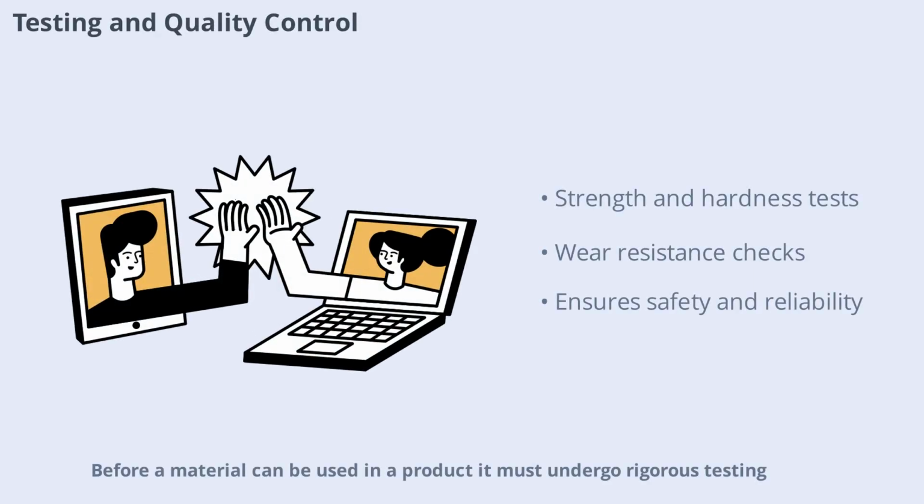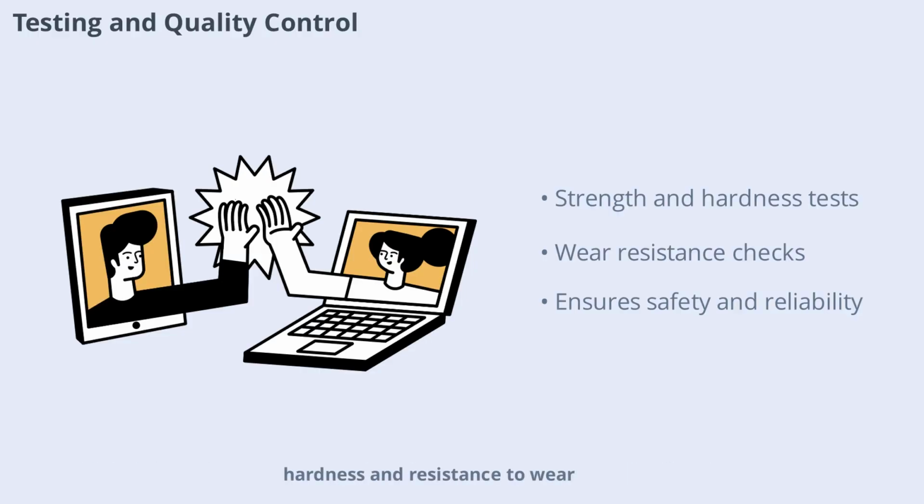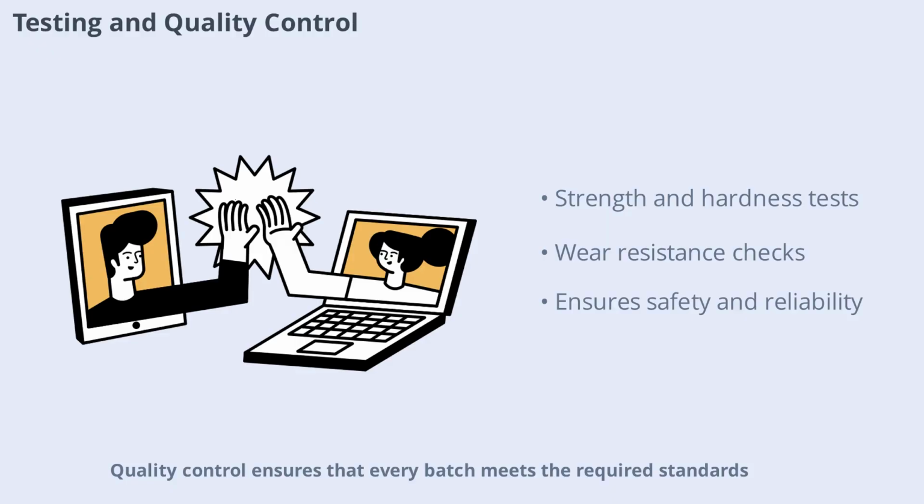Before a material can be used in a product, it must undergo rigorous testing. Materials engineers use a variety of tests to measure properties like strength, hardness, and resistance to wear. Quality control ensures that every batch meets the required standards. This process is vital for safety, especially in industries like aerospace and construction where failure is not an option.